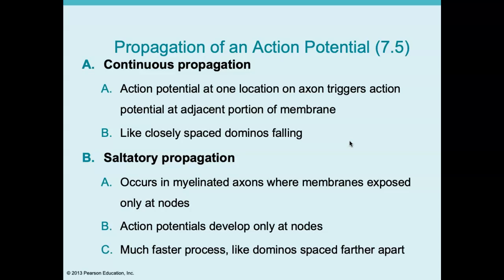But if an axon is myelinated, what actually happens is it is as though the action potential jumps from node to node. The node is the bare axon in between the myelin sheath cells. So that is where the action takes place, at those nodes. And so saltatory propagation is much, much faster. Therefore, myelinated axons carry faster action potentials.